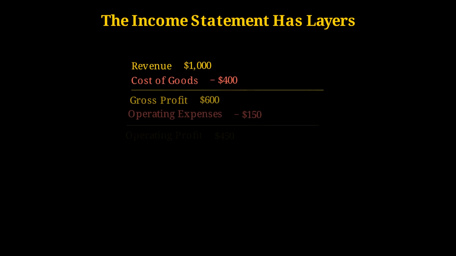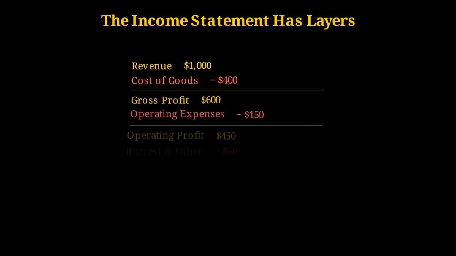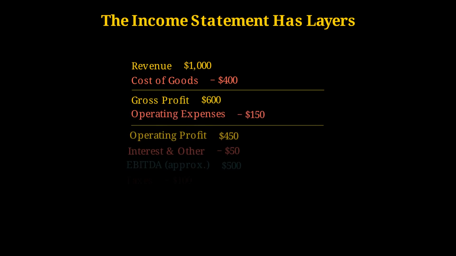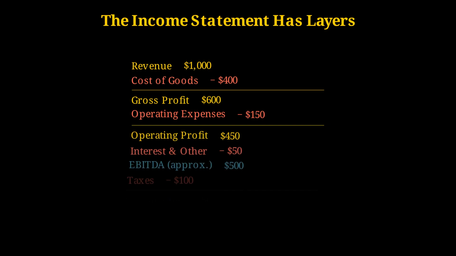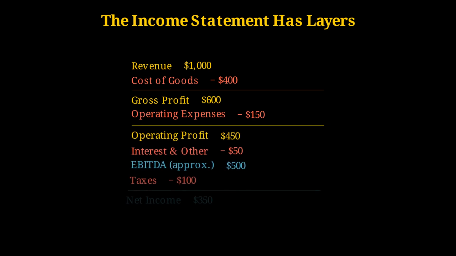The income statement is not just revenue minus expenses. It has gross profit, operating profit, EBITDA, net income. Each line tells you something different. Gross profit tells you if the core product is profitable. Operating profit tells you if the business operations are profitable. Net income includes everything: operations, interest, taxes.